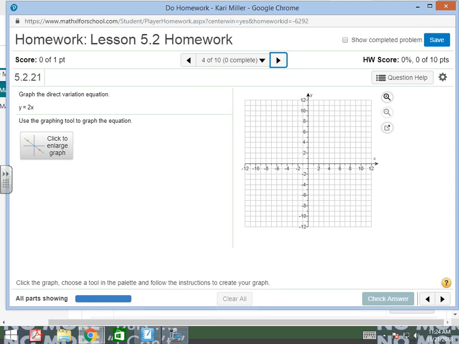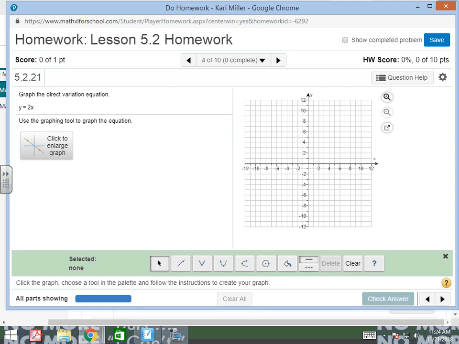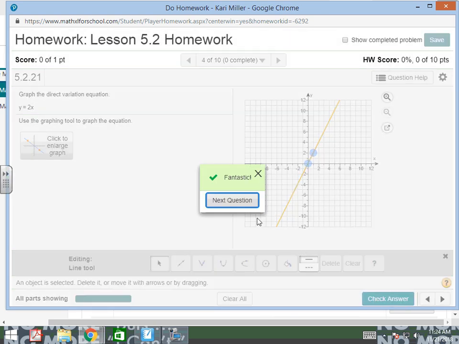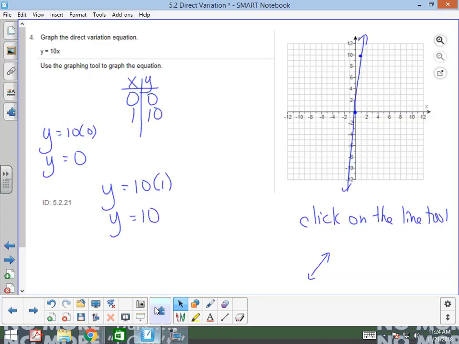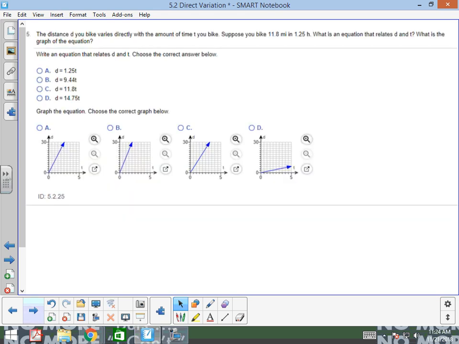So first we're going to click on the graph, click on the line tool right here, and 0, 0 is going to be the first point. So we're going to click on 0, 0. Now see how that line shows up? All right, now if you put 1 in for x, 1 times 2 would be 2. So we're going to go up like that. So that is the correct answer. I just wanted you to see how that actually worked. Okay. All right, so that's how you graph on the Math Excel program.